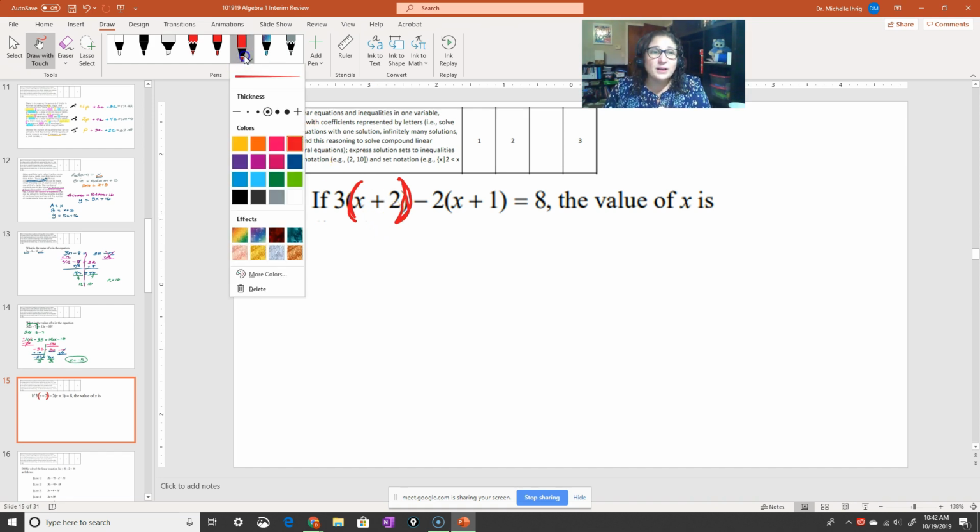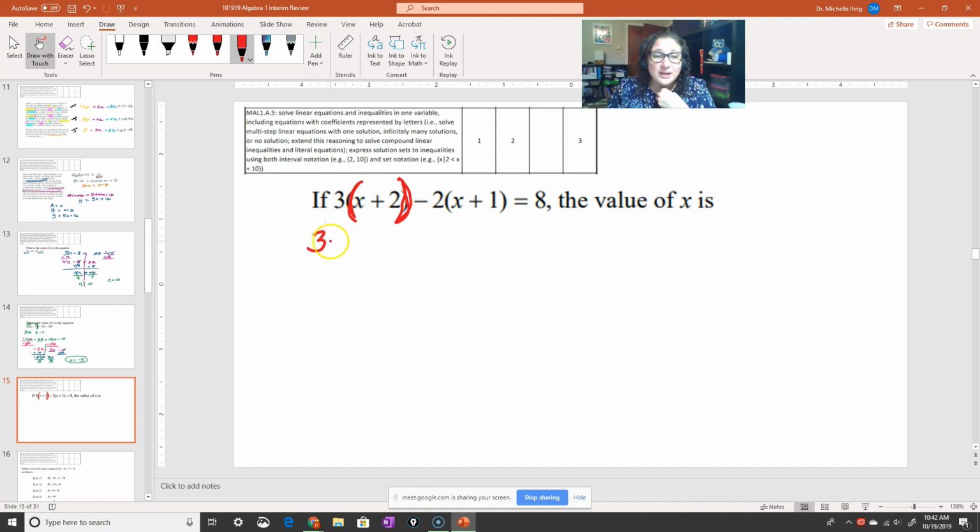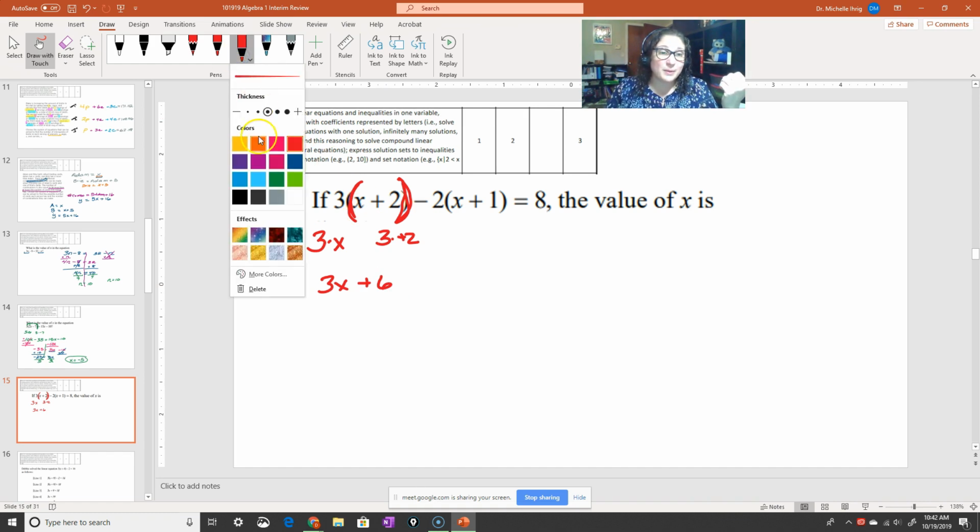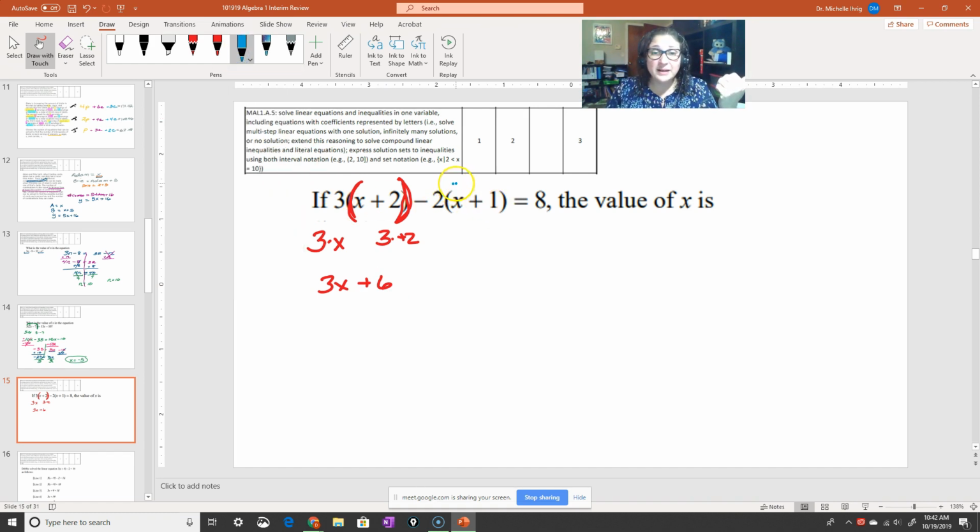So when I go over here, I'm going to write 3 times x and 3 times positive 2, and then I stop because that red stops it. That parenthesis stops it. 3x, 3 times 2 is 6. Now I've done that first part. Now I have to simplify my next part. Here comes my next part.